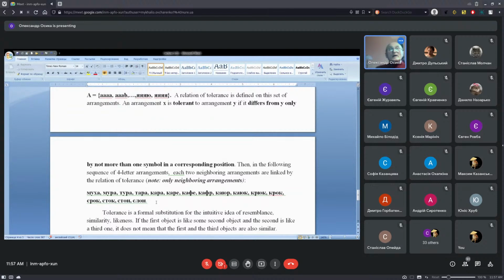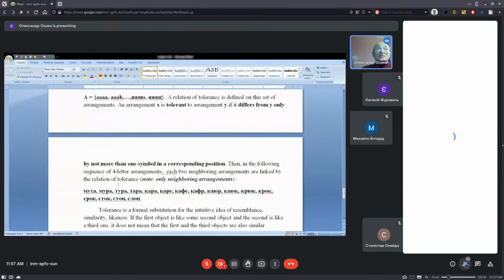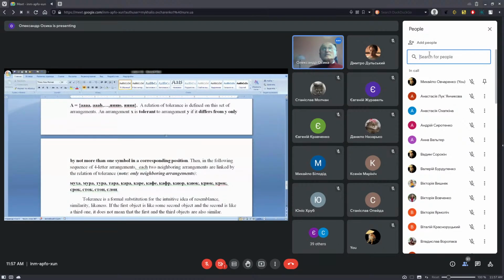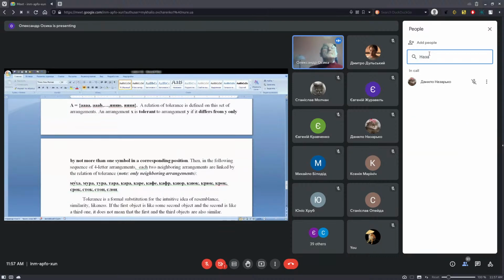Well, okay, so we defined not more than... Mucha from Mucha, 0 positions. Mura from Mura, 0 positions. Any element here differs from itself in 0 positions, which is not more than the allowed positions. That's why, as we define the relation here, it is reflexive. Did I answer your question, people?